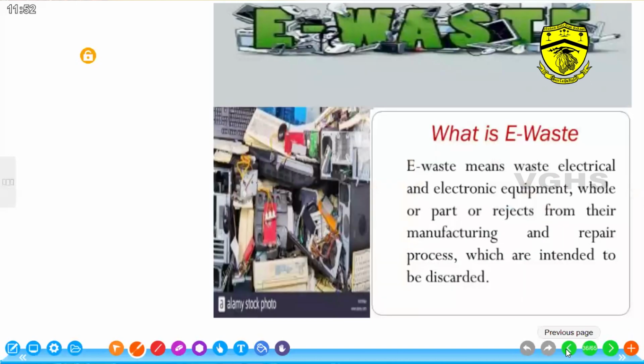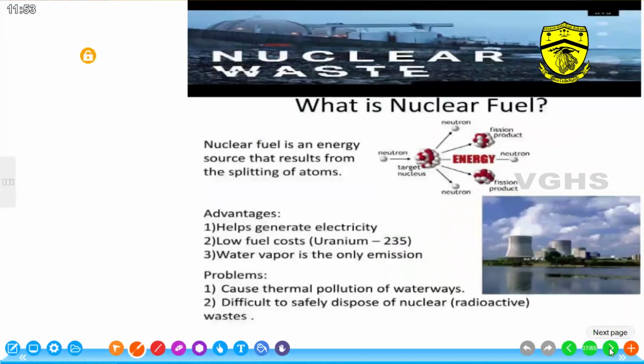And next one, e-waste. E-waste means waste electrical and electronic equipment, whole or part of it, or rejects from their manufacturing and repair process, which are intended to be discarded. You know that a lot of electronic equipment we use in our day-to-day life activities, such as computer, telephone, radio, etc. It cannot be decomposed by bacteria. So that is also waste in our environment, and our garbage is also covered with it.